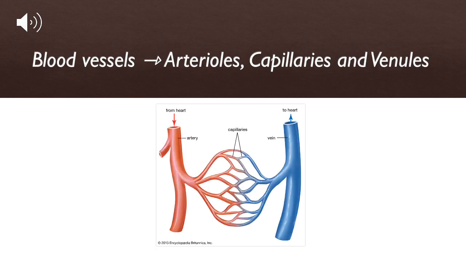So here's an image that shows arteries, capillaries, and veins meeting up at the tissue level. You can see that the red vessels are arteries. That's the oxygenated blood meeting the tissues. The gas exchange occurs within the tissues, and oxygen is deposited into the tissues, and deoxygenated blood enters the venules, which travel back to the heart.